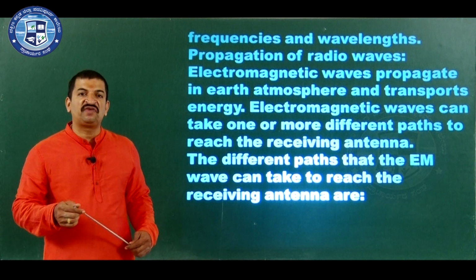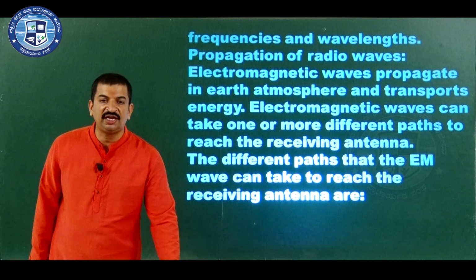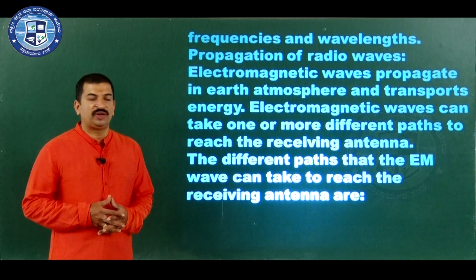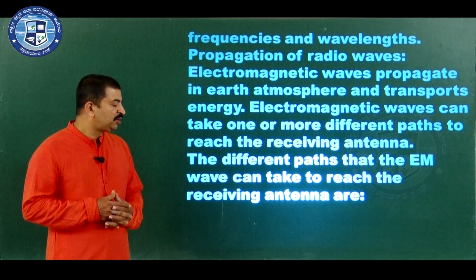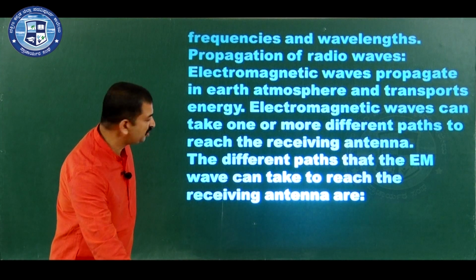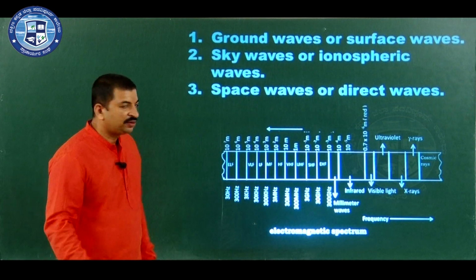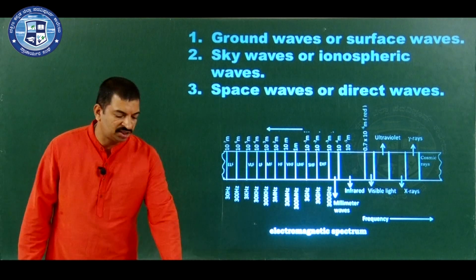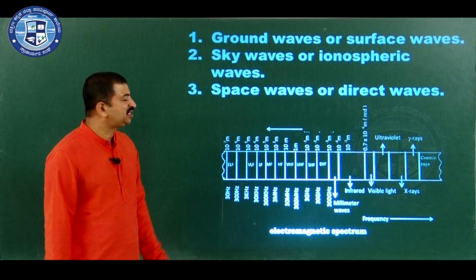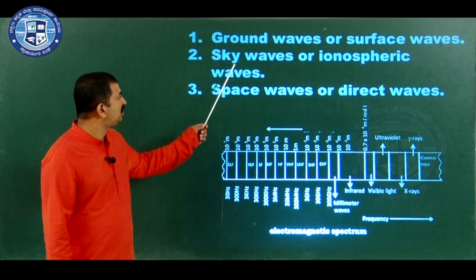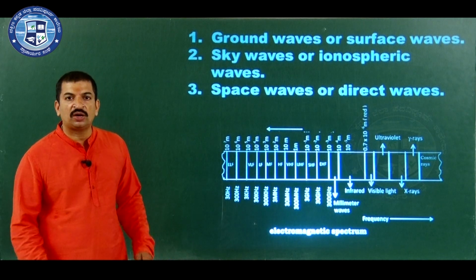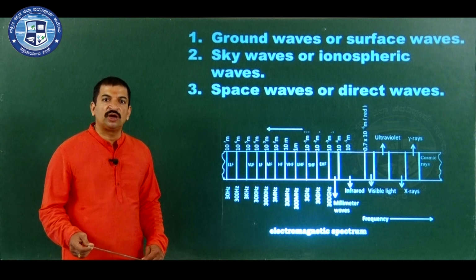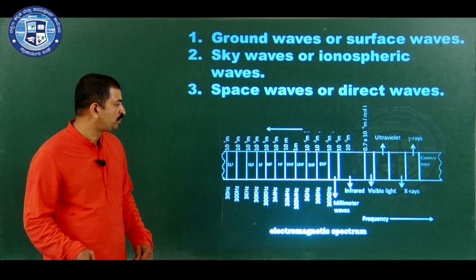The electromagnetic wave or the radio wave can take one or more different paths to reach the receiving antenna. Now, the important paths that the electromagnetic wave can take are, one is called the ground waves or the surface waves, the other one is called the sky waves or the ionospheric waves, and the last one is called the space waves or direct waves.